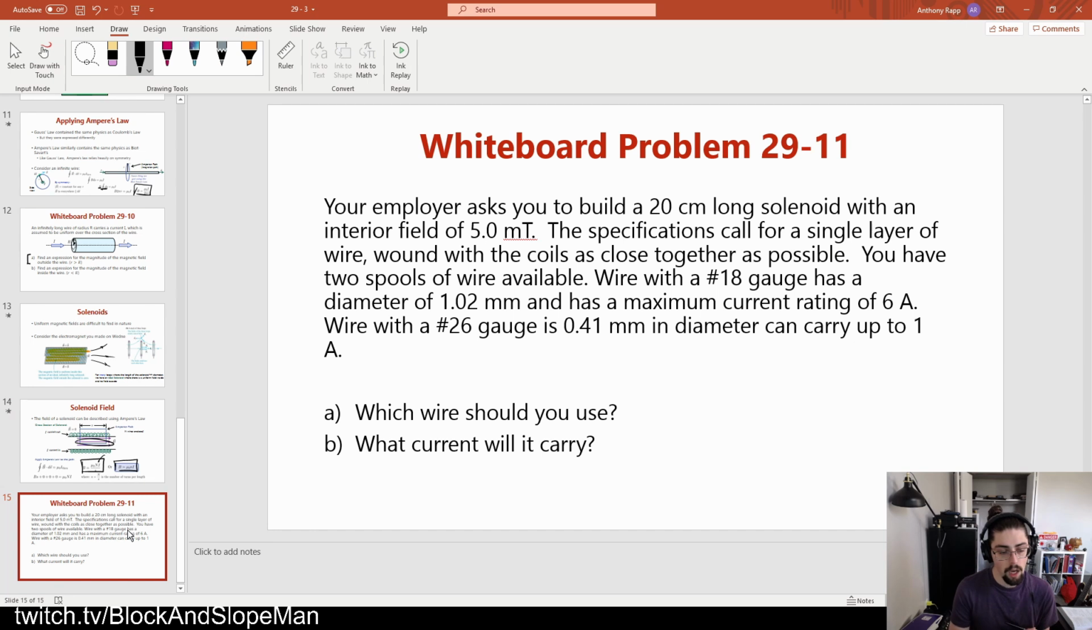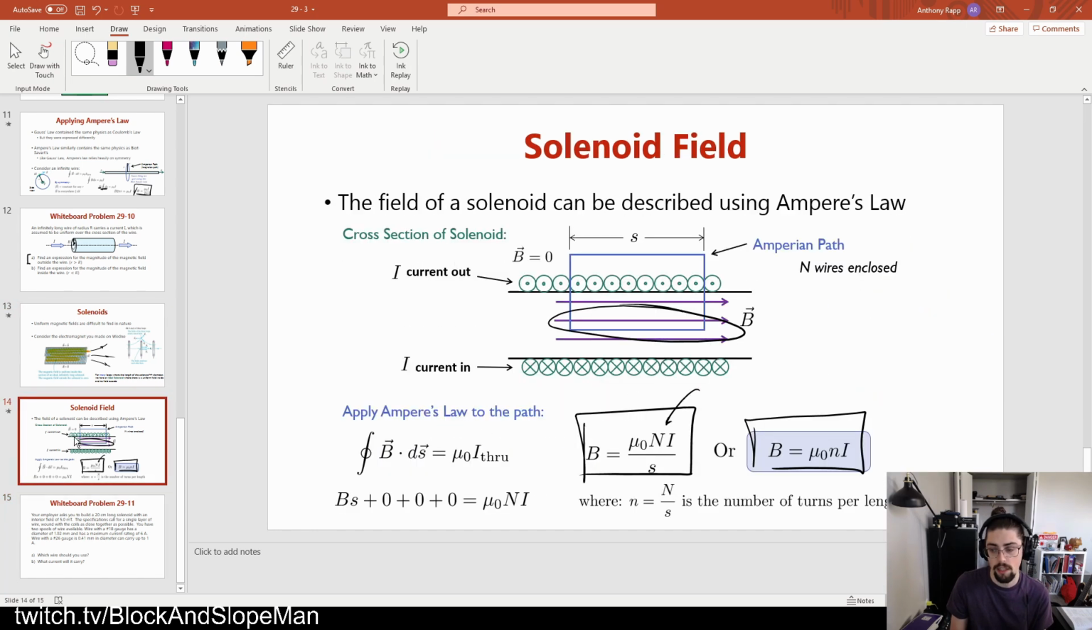So, I want to try this one in a problem. Let's imagine you are working maybe for some sort of educational physics lab and you need a solenoid for a demonstration, which is something that we actually have to do. Let's imagine that you need to create a 20 centimeter long solenoid that has a magnetic field strength of 5 millitesla, and you want this thing to be nice and clean and consistent, so you're not going to double up any of the wires. They're going to look just like this, or just like this, where it's one wire stacked right next to the other one all the way across.